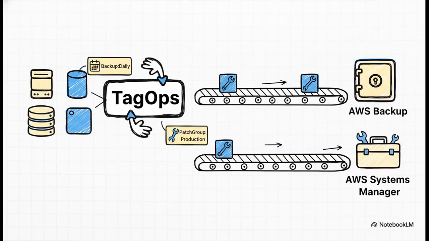And for DevOps, this is all about efficiency at scale. By automatically applying tags like Backup Daily or Patch Group Production, you can have services like AWS Backup or Systems Manager just automatically pick up those resources and stick them in the right operational workflows. No more manual configuration and no more missed resources.